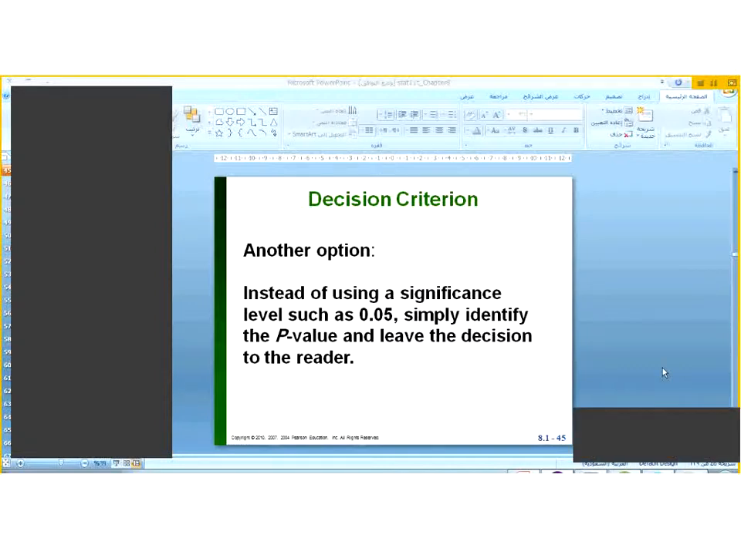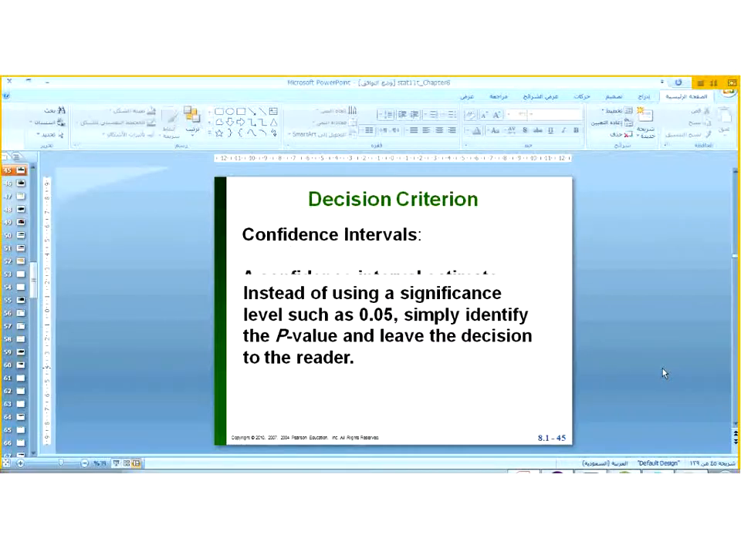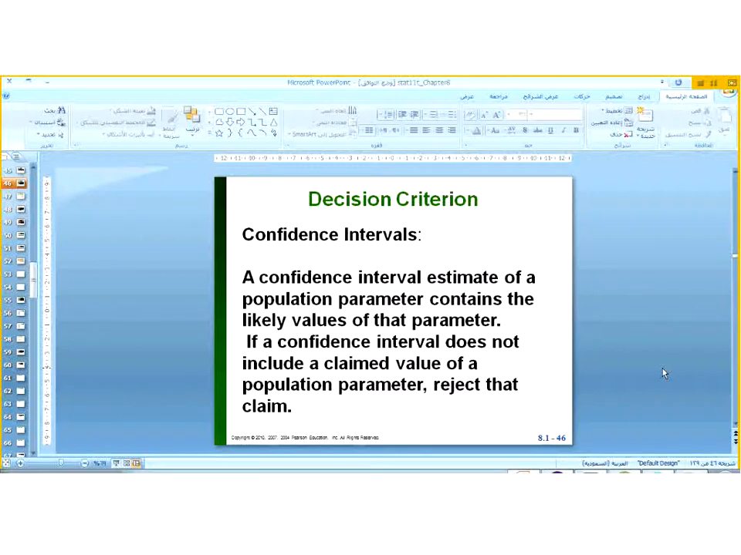Is it clear? Three methods so far. The first is by comparing the p-value with alpha. The second method is by using the test statistic and checking whether it falls within the critical region or not. And here is the third method, which is using the p-value and leaving the decision to the reader to decide if it's a small value, so he will reject, or not, so he can't reject.